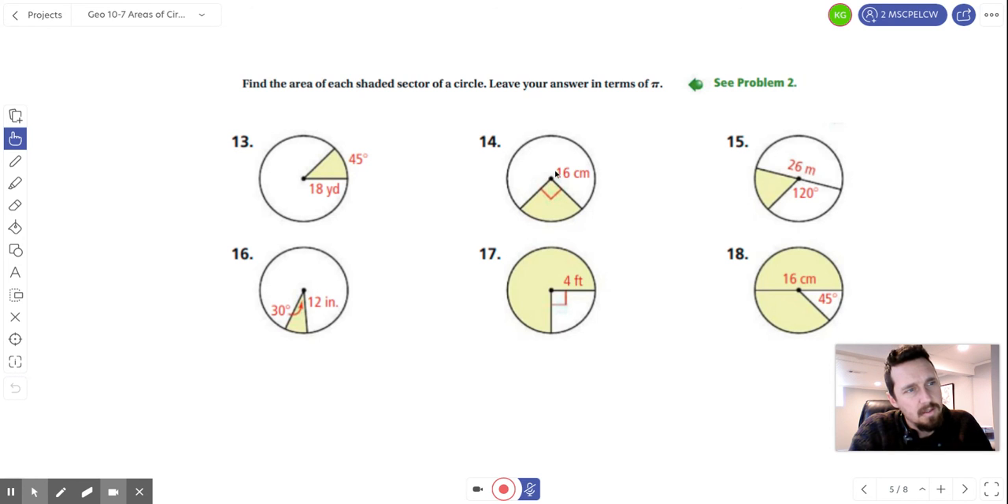Cool. Some of these, they're telling us the radius. Some of them, they're telling us the diameter, so be careful about that. And good luck with those. And then we'll look at the next thing, which is a segment of a circle.